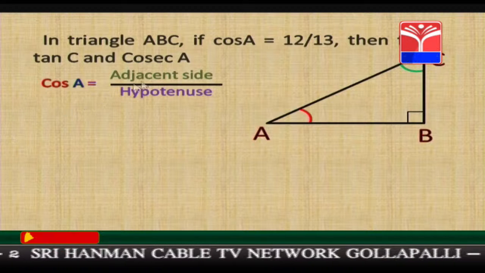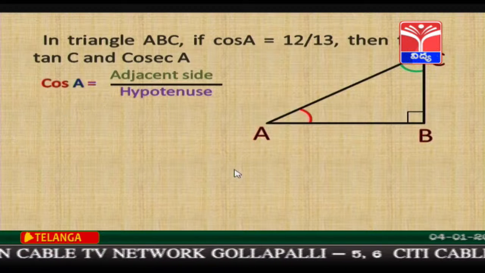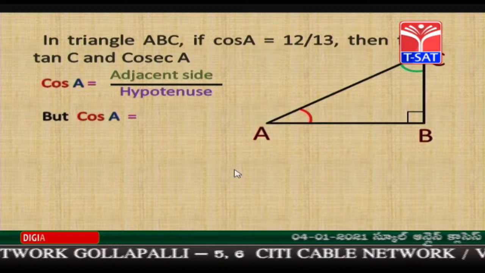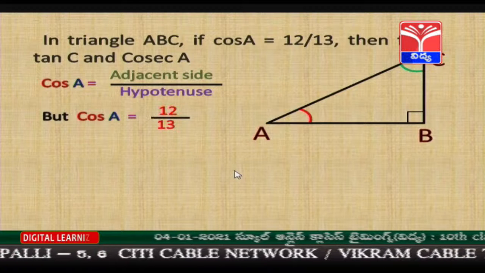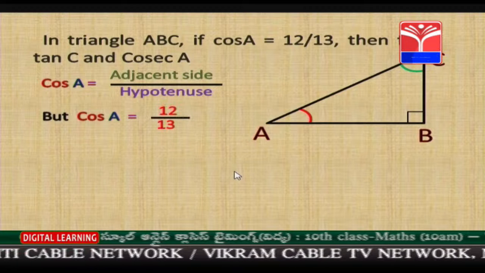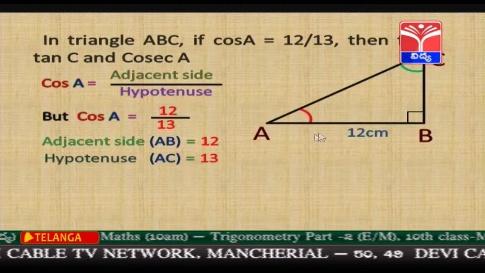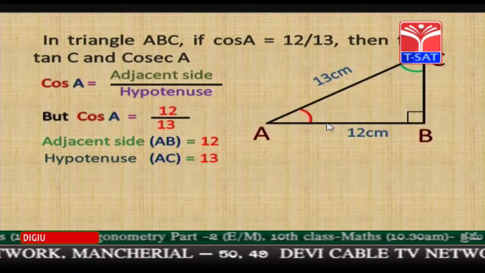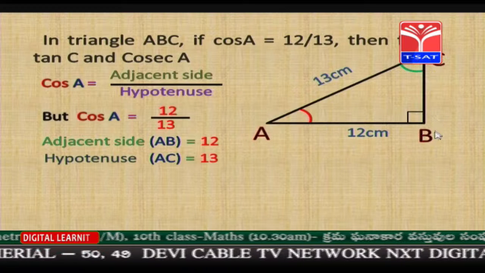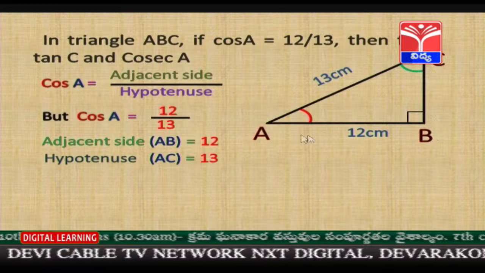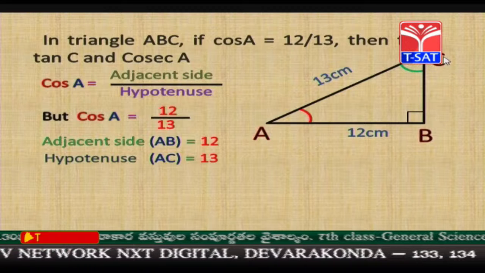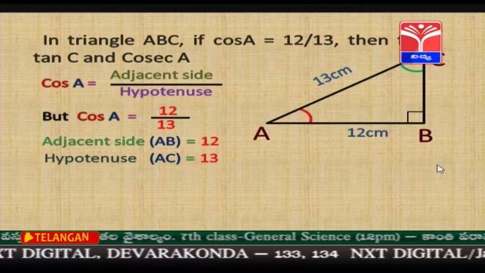We know that cos A is equal to adjacent side by hypotenuse, but cos A is equal to how much here? 12 by 13. That means my adjacent side AB is equal to 12 and hypotenuse AC is equal to 13. So, I need to find out the opposite side. How to find? We know that ABC is a right triangle.